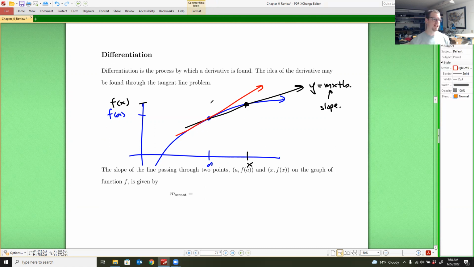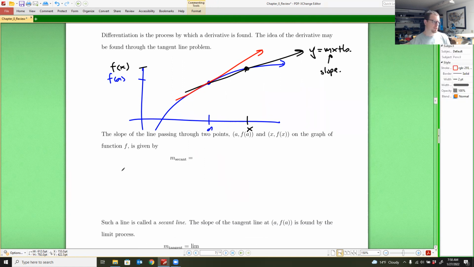Of course, the slope of a secant line we can find by using exactly those 2 points that are on the graph. Slope is rise over run. So the slope m of the secant line is given by f of x minus f of a, over x minus a. The order doesn't really matter here, as long as in the denominator we match x minus a. So f of x minus f of a gives us that difference in height.